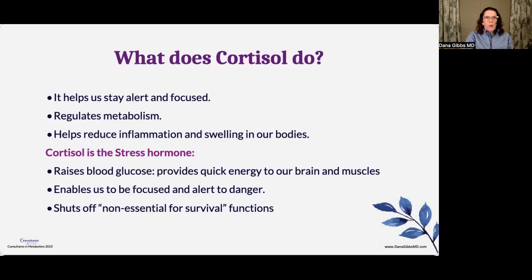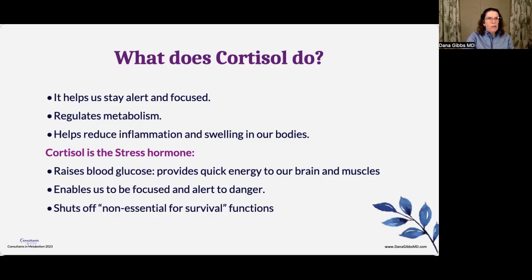So what does cortisol do and why do we care? Stress is what releases cortisol, and cortisol is our stress hormone. It is rapidly released from our adrenal glands as part of an acute stress reaction. And it rapidly raises our blood sugar by causing it to be dumped out of our liver to provide energy to our brain and our muscles.